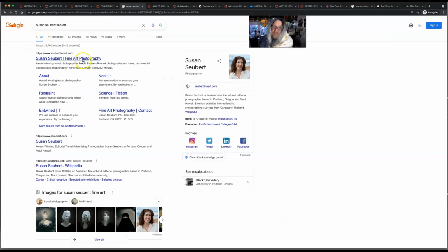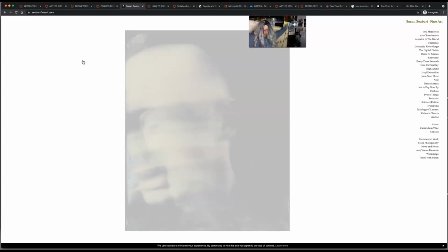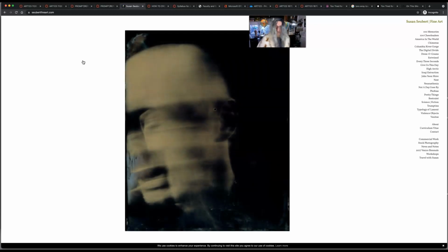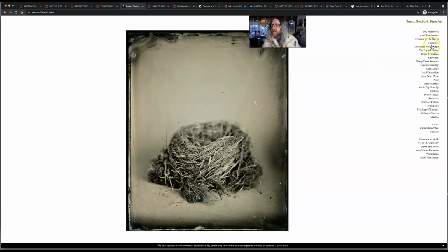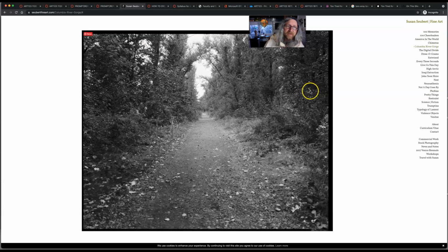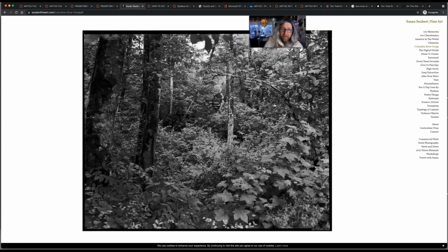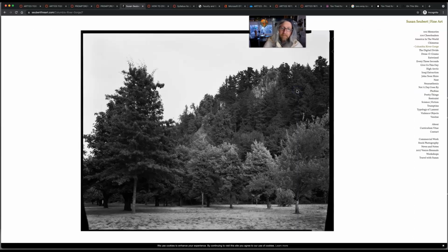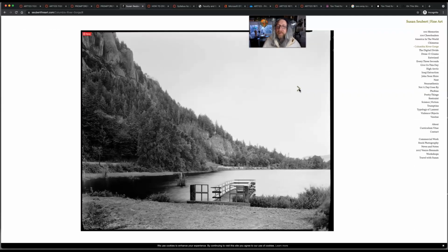Let's look at Susan Schubert. She is a local photographer, and I want you to just look through these pictures with me for a second. Quiet, black and white, mostly woodsy, but some seem a little on the edge. Like the edge of civilization, you know.